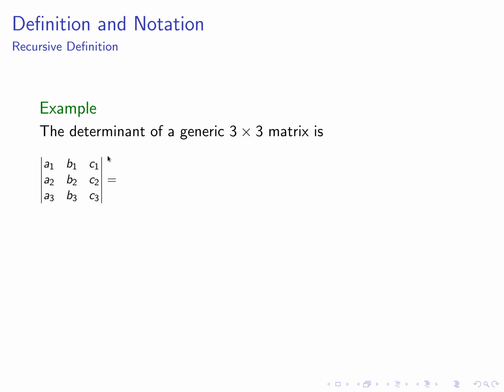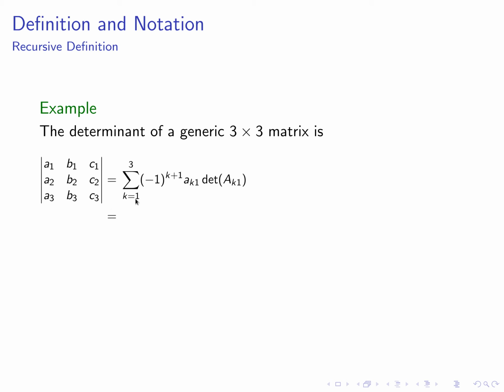Okay, so our generic 3 by 3 matrix is represented as follows. We're using different letters for each column of this matrix. So the first column are the numbers A1, A2, A3. The second column consists of the numbers B1, B2, B3. And the third column consists of the numbers C1, C2, C3. So let's now apply the formula.